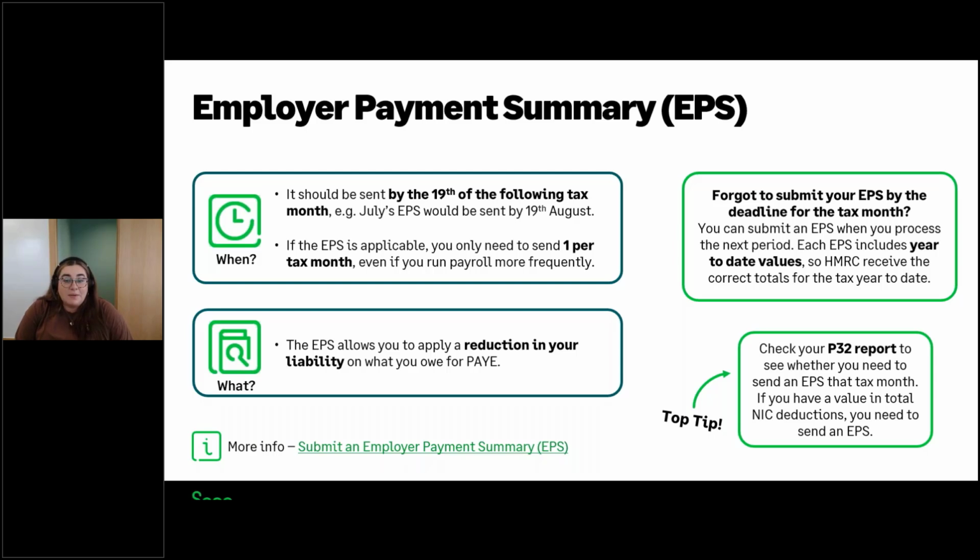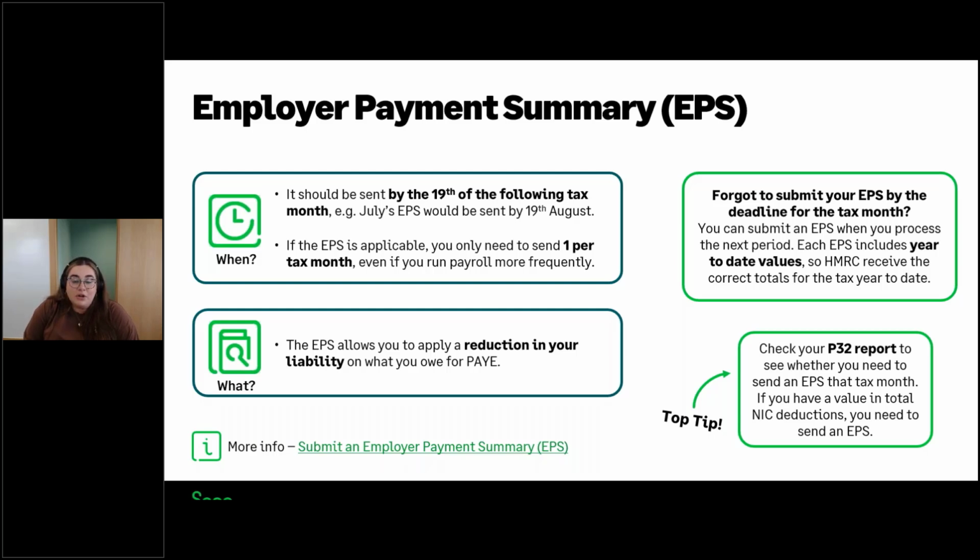And another little tip as well, so if you do check your P32 report as a month-end task, which we would always recommend that you do, if you do have a value in the total national insurance contribution deductions line, that is a good indication that you need to send an EPS. So this total on that line could be made up from things like apprenticeship levy or statutory maternity or paternity pay, for example. But that is always a good way of just double checking whether you need to send one.